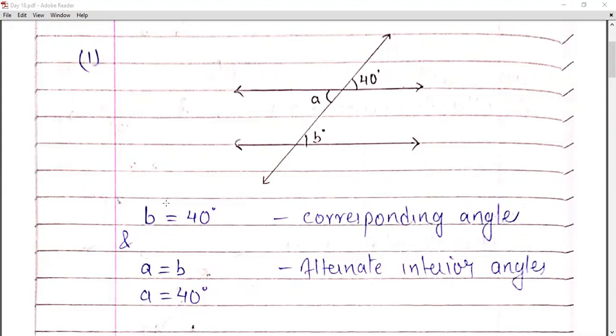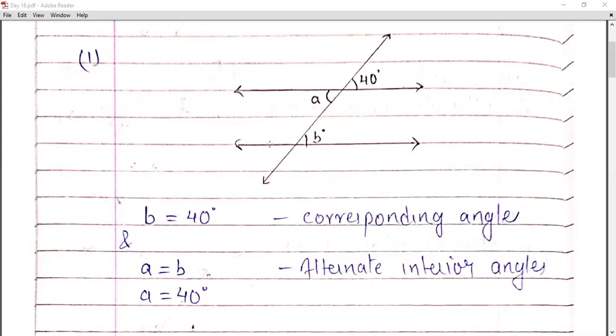So you can see here angle 40 and angle B. These both angles are corresponding angles which are on the same side of the transversal, and these two angles are above the parallel lines. Hence they are corresponding. So angle B is equals to 40 degree.